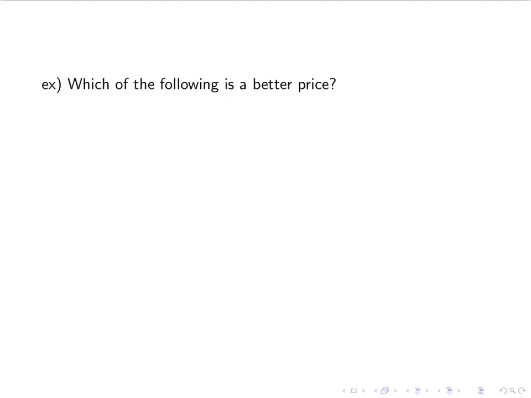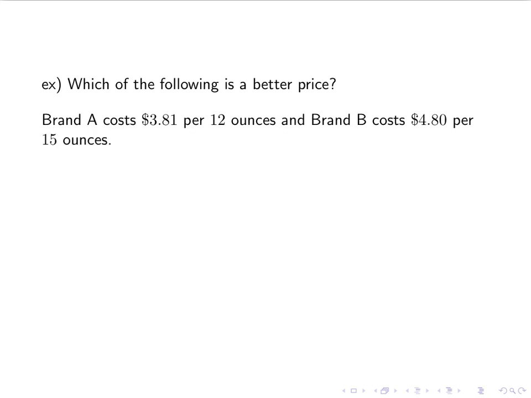Another example, which of the following is a better price? We have something that is brand A costs $3.81 per 12 ounces, and brand B costs $4.80 per 15 ounces. So if I just look at it and say, well, one's $3.81 and one's $4.80, obviously the $3.81 is going to be the better price. But then you have to look at what it is actually getting you. The $3.81 is only getting you 12 ounces. The $4.80 is giving you 15 ounces. So how do I determine which one is a better price?